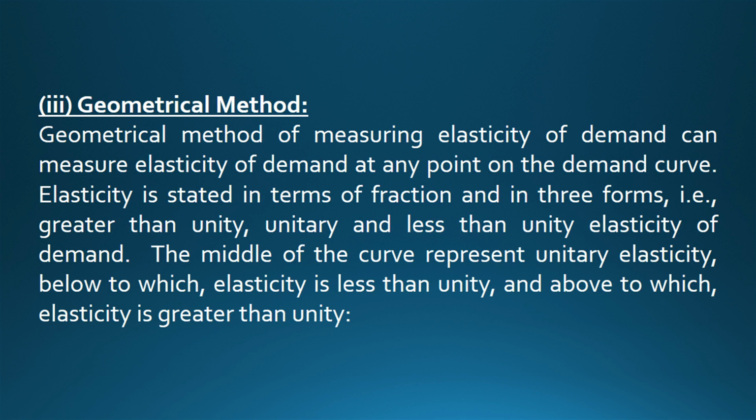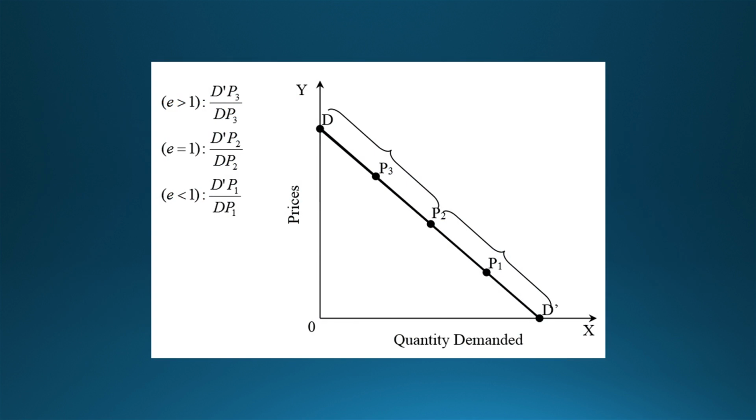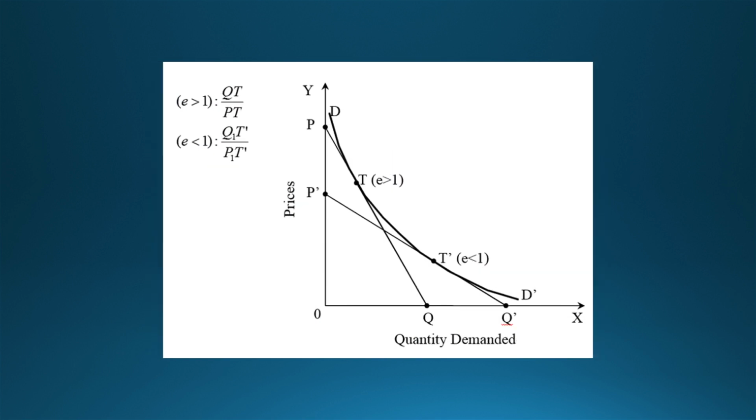3. Geometrical method. The geometrical method of measuring elasticity of demand can measure elasticity of demand at any point on the demand curve. Elasticity is stated in terms of fractions and in three forms, that is, greater than unity, unitary, and less than unity elasticity of demand. The middle of the curve represents unitary elasticity, below which elasticity is less than unity, and above which elasticity is greater than unity. E greater than unity, D dash P3 over dP3. E equals unity, D dash P2 over dP2. E less than unity, D dash P1 over dP1.